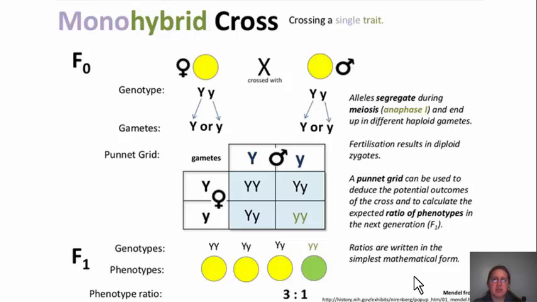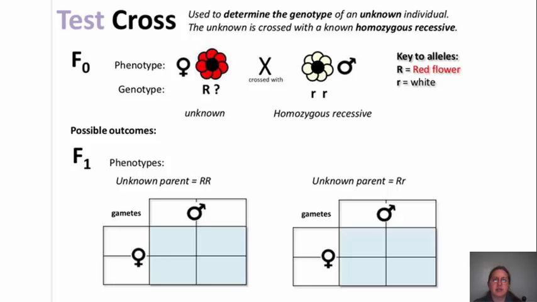All right, sometimes we don't know what one of the genotypes is, and we can use a process called a test cross to determine the genotype of an unknown individual. The unknown is crossed with a known homozygous recessive. So what does that mean? Well, we have a red flower, and we know that red is dominant, but we don't know if this is big R, big R, or big R, little r. We know that one of them has to be a big R, though. And we're going to cross that red flower with a white flower. And the white flower has little r, little r.